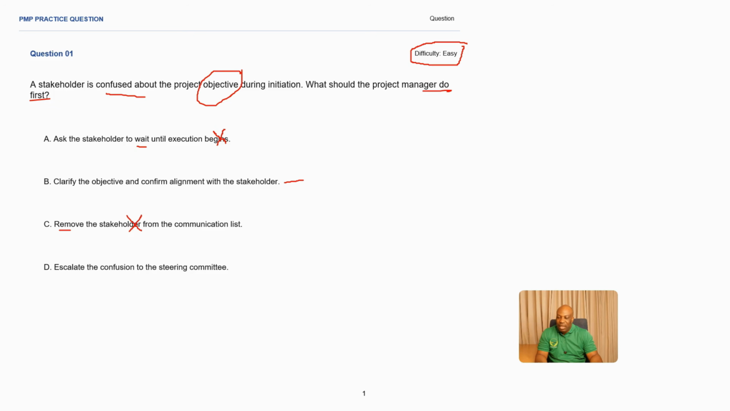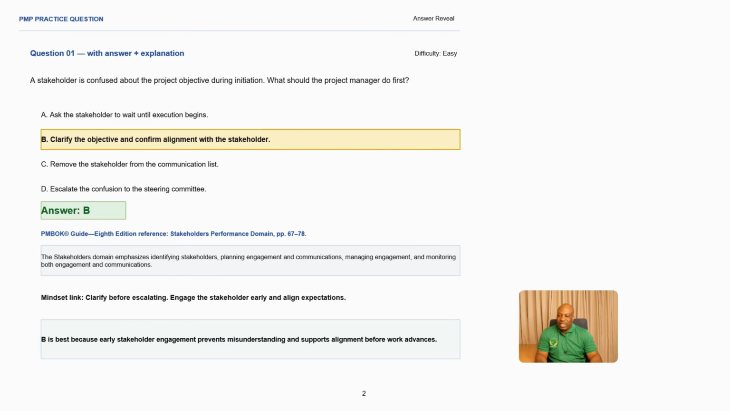Option D, escalate the confusion to the steering committee. The responsibility of the project manager is to manage the project on a day-to-day basis. So escalation is the last option. And in this case, you have not yet even engaged the stakeholder, and therefore you cannot just go straight into escalation. So that makes B the correct answer: clarify the objective and confirm alignment with the stakeholder.